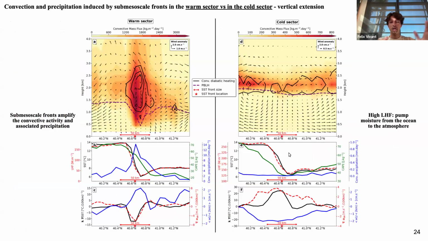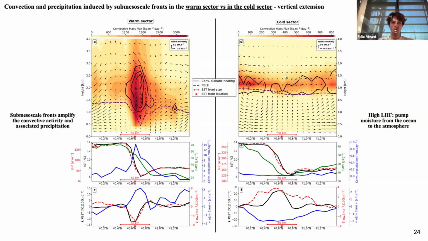And if we compare the vertical extension of the warm sector and the cold sector, we see a counter-wise secondary circulation. So due to the surface wind divergence in the cold sector, we can see a slight enhancement of vertical velocity above the warm side of the SST front, associated with a slight enhancement of convective activity, but the magnitude of convective precipitation is not equal to 0. And so this result suggests also two different positive feedbacks.